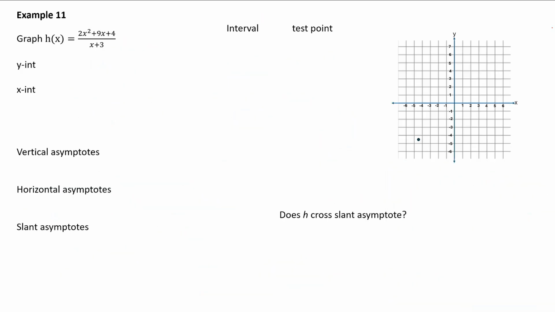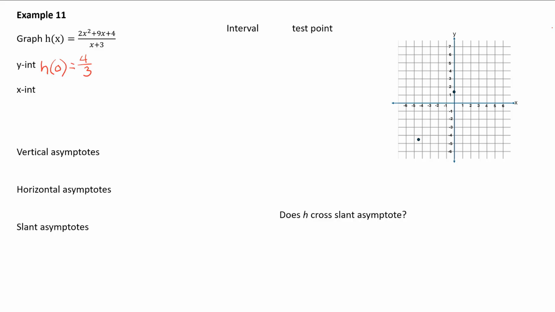Okay, so here we have h of x equals 2x squared plus 9x plus 4 over x plus 3. So we're going to start out again by finding our y-intercepts and our x-intercepts. So to get your y-intercept, you plug 0 in for x. H of 0 is equal to 4/3. The y-intercept is 4/3, which is right there.